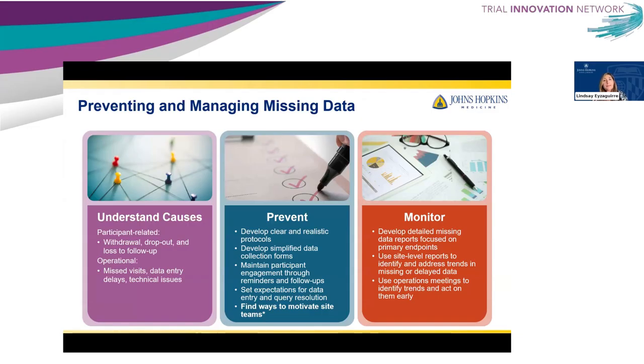So to prevent missing data, start by designing clear and realistic protocols. I can't stress it enough. Sometimes we complicate protocols, and that just has a downside effect. It just escalates. And then simplify your CRFs so that sites can easily enter data, and think about the flow. Work with your statisticians again, because the CRF should be intuitive. It shouldn't be something that sites are trying to figure out where to find things.